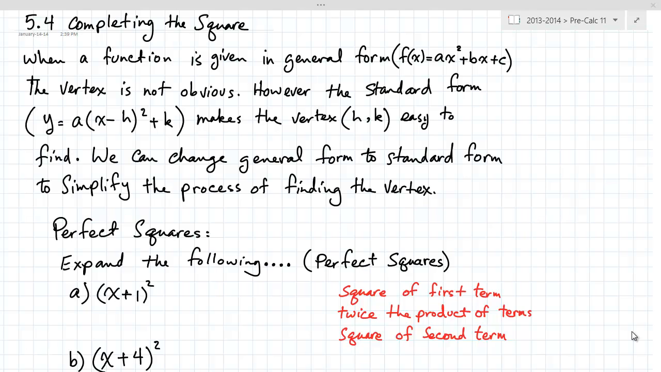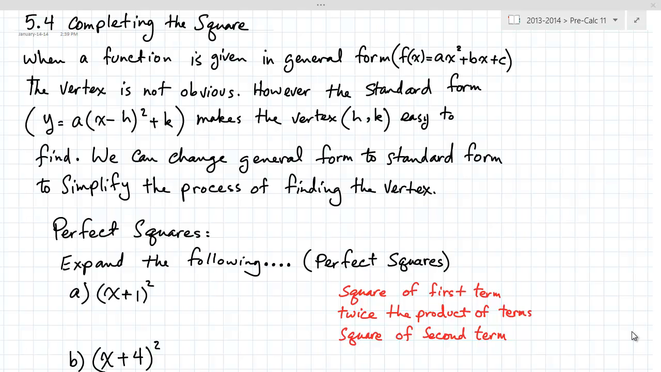We have realized by now that the standard form gives us a lot of information, right? We can see where the vertex is, which is an important point, and we can find the zeros even if these are zeros that come with numbers that have radicals included in them. So it is a good form to have the function in.